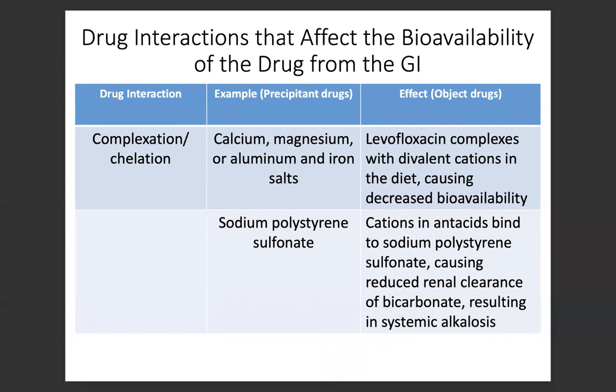So cations in antacids bind to sodium polystyrene sulfonate, causing reduced renal clearance of bicarbonate, resulting in systemic alkalosis. So dili siya maayo. Kay ma-reduce ang excretion of bicarbonate. So high bicarbonate presence or bioavailability in your system will result to alkalosis. So kuan mo ang blood, basic, very alkaline.